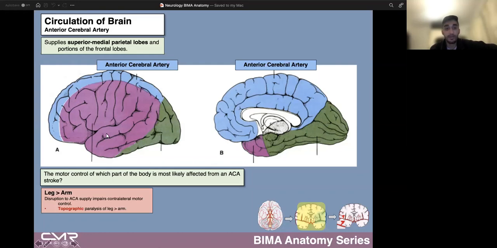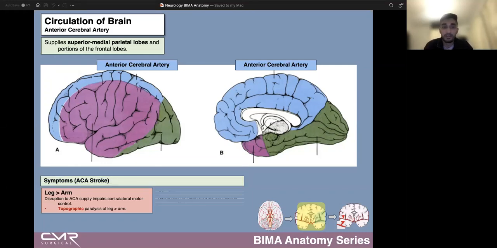And also it only affects the contralateral side. So if my right anterior cerebral artery is affected, then I'll lose motor control on the opposite side, to my left side. And again, likewise, if my left anterior cerebral artery is affected, I'll lose motor control on my right side and my right leg.